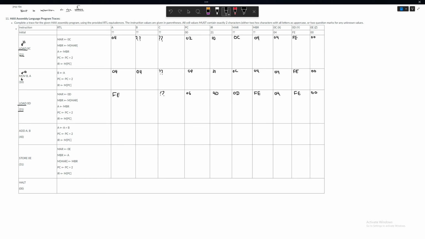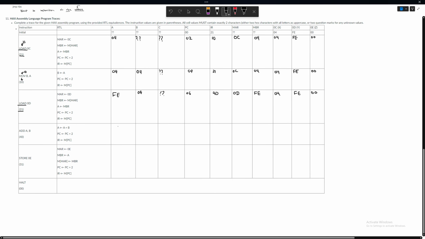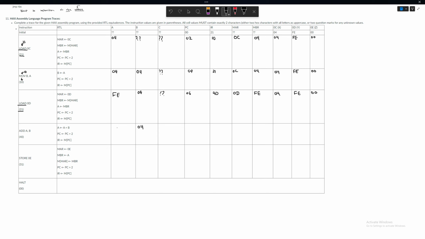I still don't know what my C is. I haven't changed it. And since in the beginning it was nothing, it stays the same. I have not touched it. And therefore, B also stays the same. Next step, now we're doing A plus B, and we're adding that into A. So B stays 4, and then we're adding A plus B. We're doing FE plus 4.